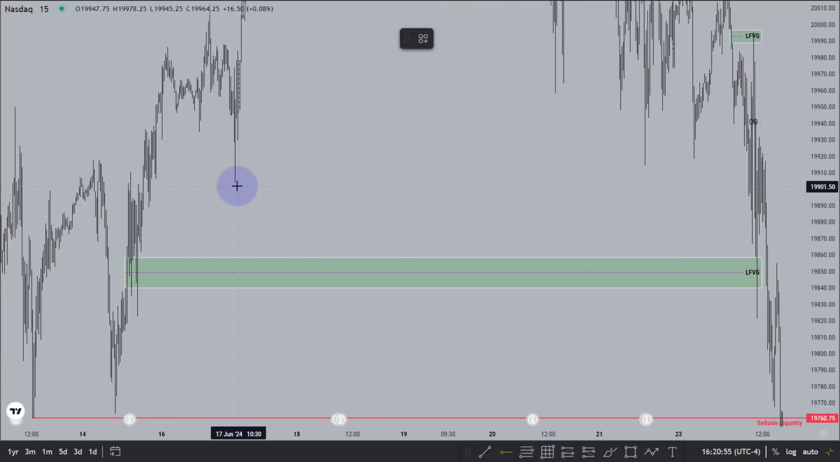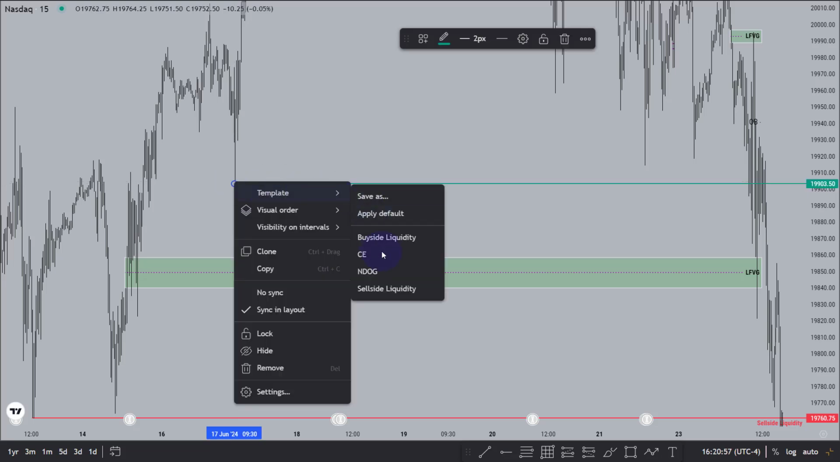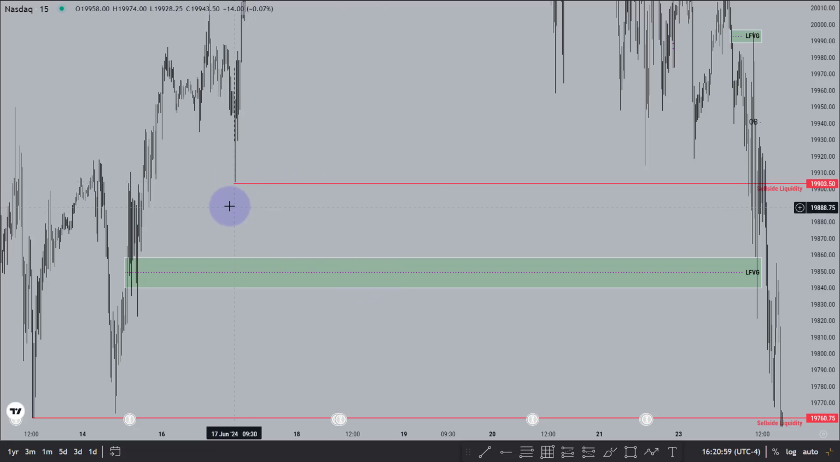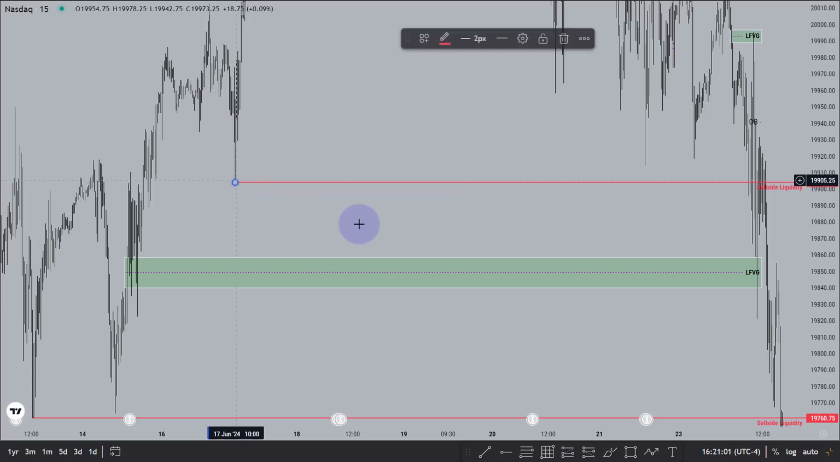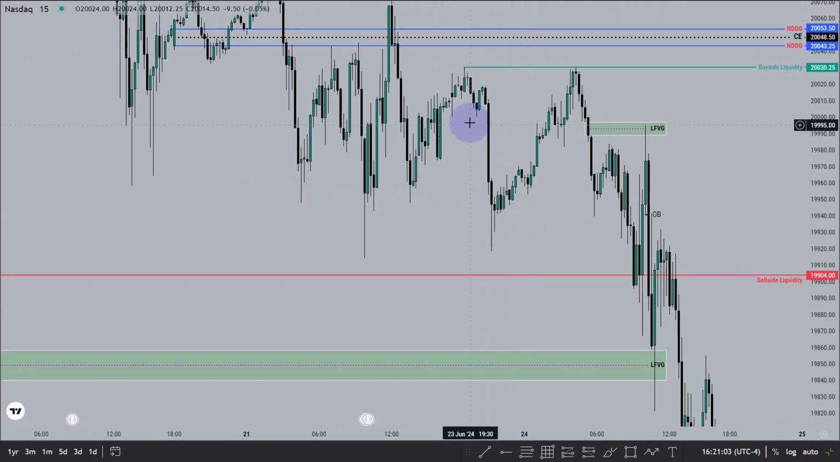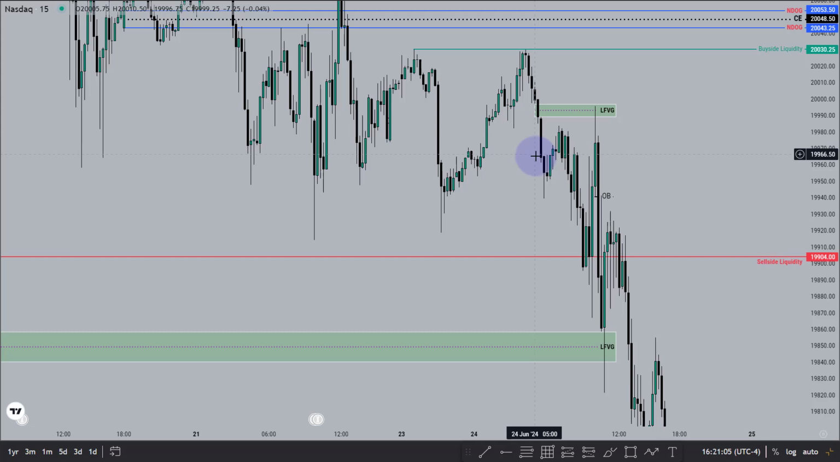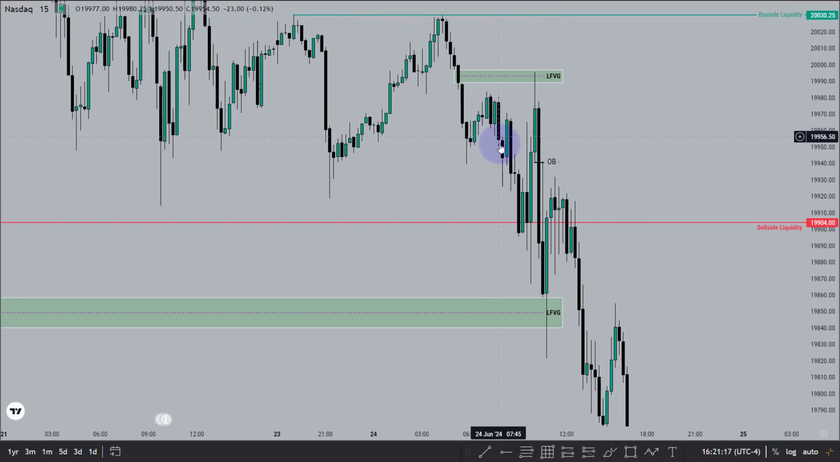So let me mark that sell side liquidity over here. So this is the sell side liquidity. Okay, so let me mark it clearly. After trading this fair value gap around that area, the order block, boom, market went lower and took this sell side liquidity. That means this entry fair value gap has done its job. The order block has done its job.